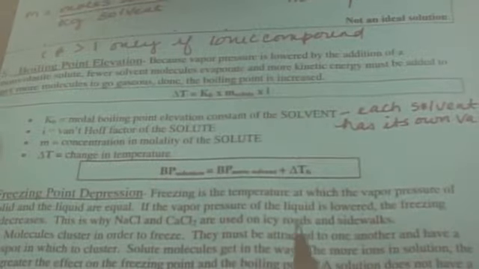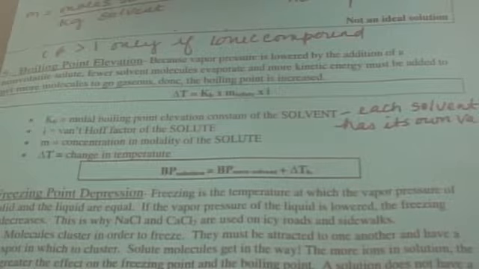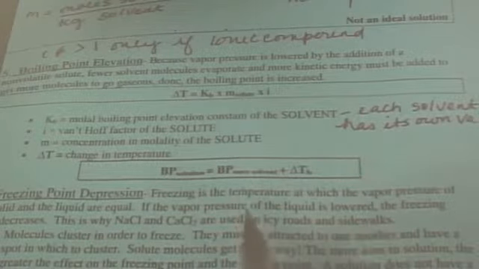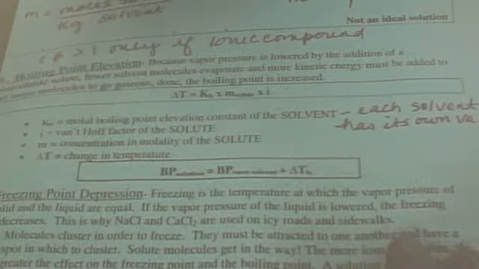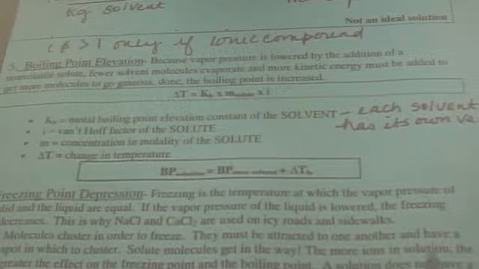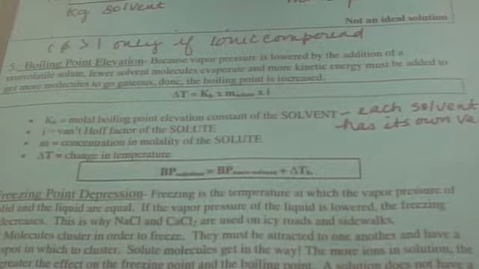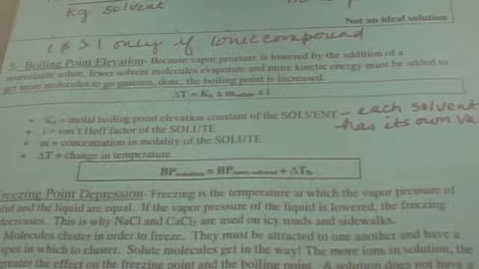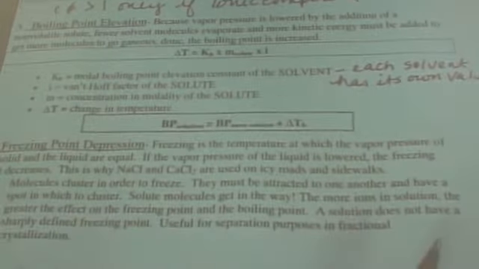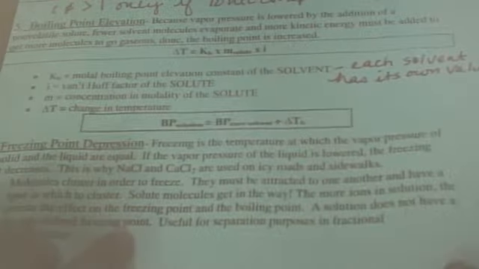Now, freezing is the temperature at which the vapor pressure of the solid and the vapor pressure of the liquid are equal. If you lower the vapor pressure of the liquid due to the addition of a non-volatile solute, then the vapor pressure of the solid has to be lowered as well, and therefore the freezing point is depressed. Moving along.